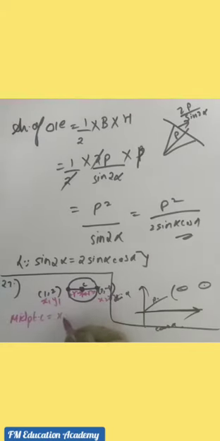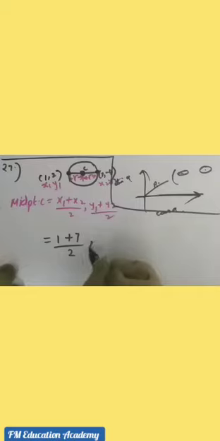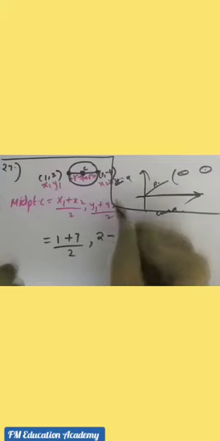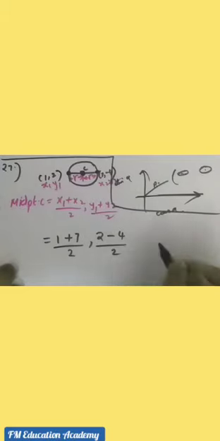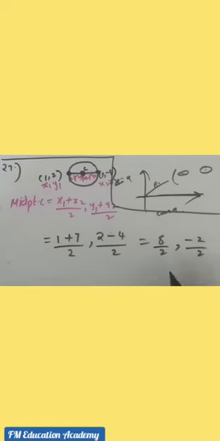What is the midpoint formula? (x1 plus x2) by 2, (y1 plus y2) by 2. Substitute the values of x1, y1 and x2, y2. x1 here is 1 plus x2 here is 7, by 2; y1 here is 2 plus y2 here is minus 4, by 2. So 7 plus 1 is 8 by 2, and 2 minus 4 is minus 2 by 2.